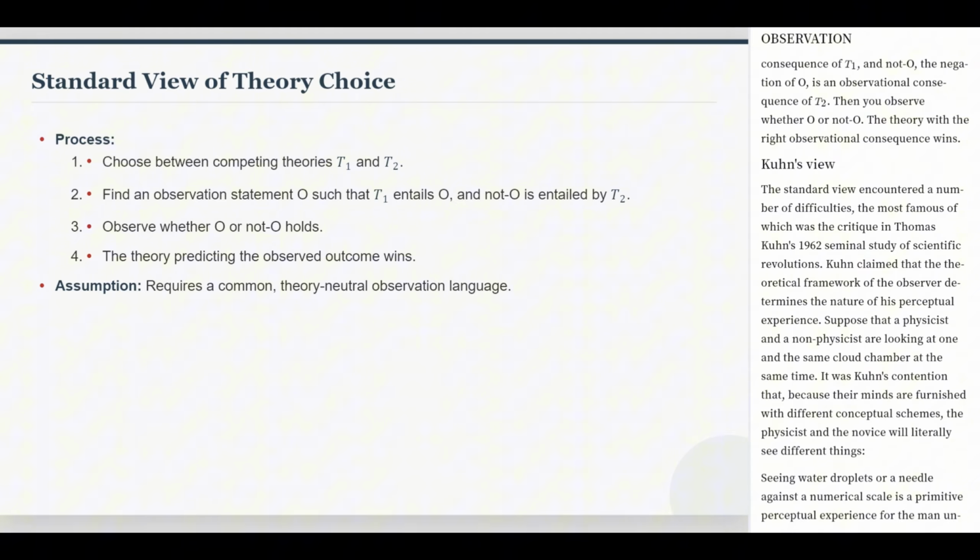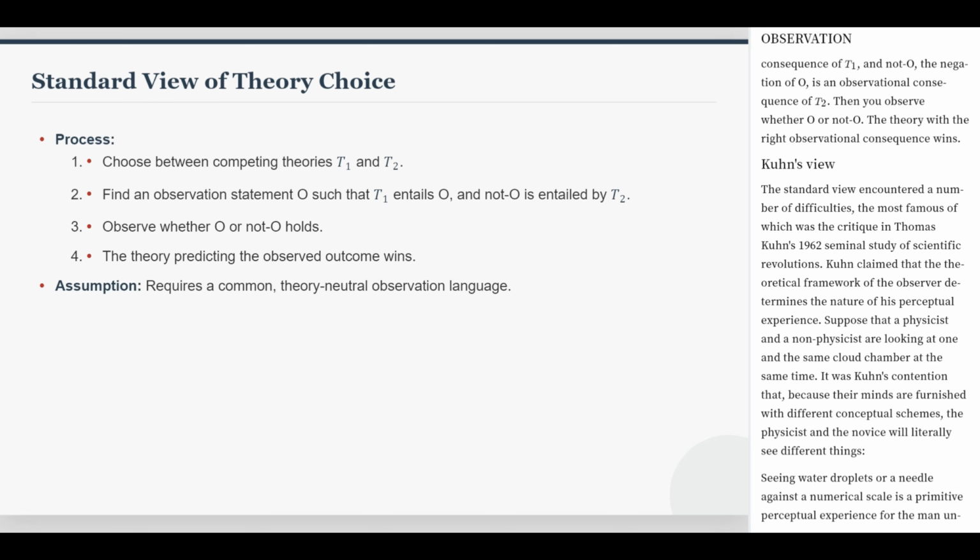Let's call them T1 and T2. The procedure seemed pretty clear-cut. First, you need to find an observation statement. Let's call it O, such that theory T1 predicts O, and theory T2 predicts not O. Then, you go out and observe. Do you see O or not O? Whichever theory matches the observation wins.